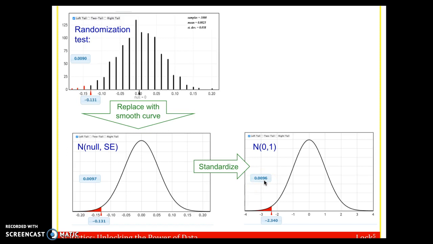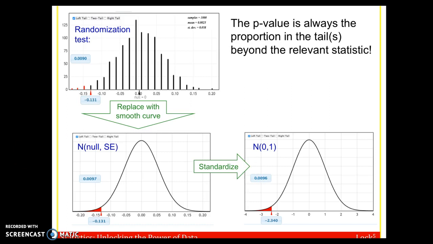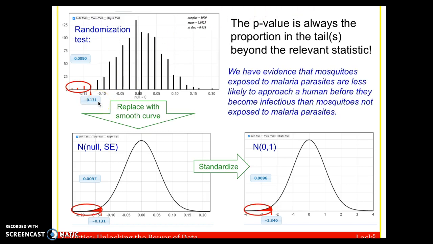p-value. And I'm going to have a video, after I go through these slides, going over the standardization a little bit more. The p-value is always the proportion in the tail beyond the relative statistic. In this case, since that p-value is so small, we would reject the null hypothesis, even at a 1% level. We have evidence that mosquitoes exposed to malaria parasites are less likely to approach humans before they become infectious.